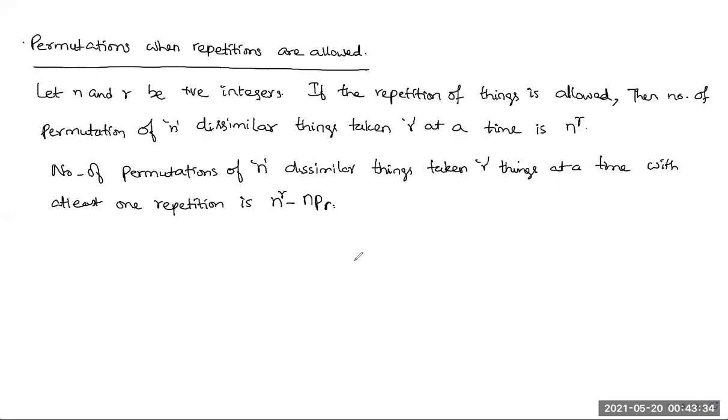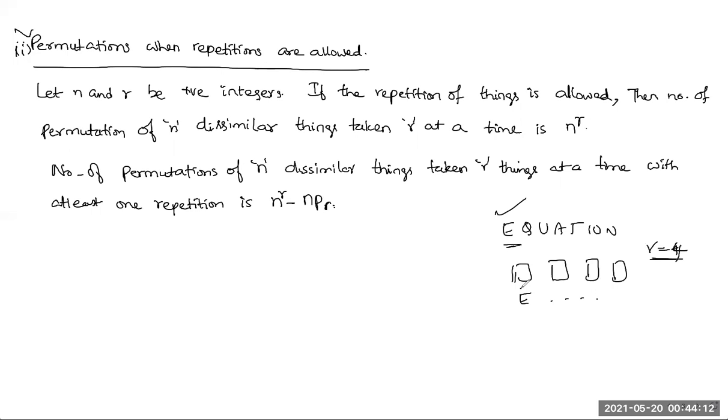Next, permutations when repetitions are allowed. Okay, so until now, what we were discussing is, suppose they gave you a word. Suppose there are 4 empty spaces, so that means r equals 4. We need to form 4-letter words. Suppose we filled the first place with e, then we did not repeat e again because we considered that the e is already used in this expression.